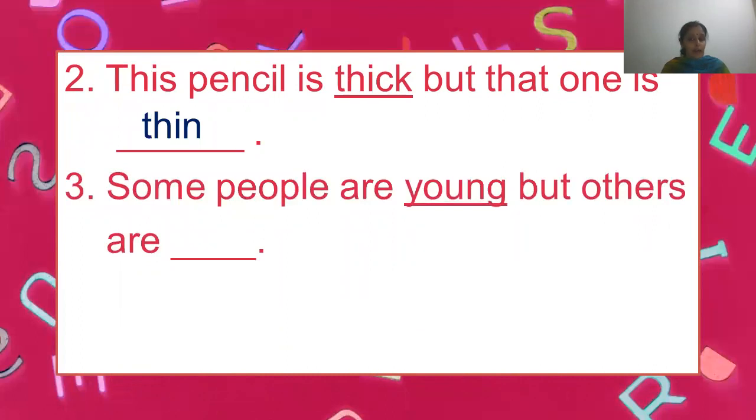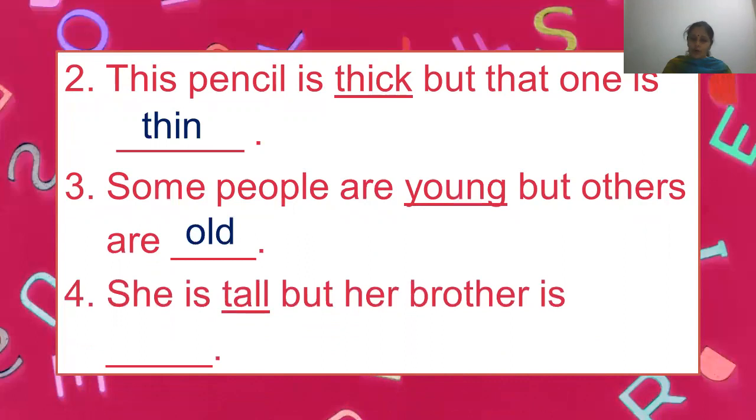Some people are young, but others are, yes, very good, old. Some people are young, but others are old. Let's go to the next one. She is tall, but her brother is dash. She is tall, but her brother is, very good, short. She is tall, but her brother is short. Clear? Let's go to the next question.